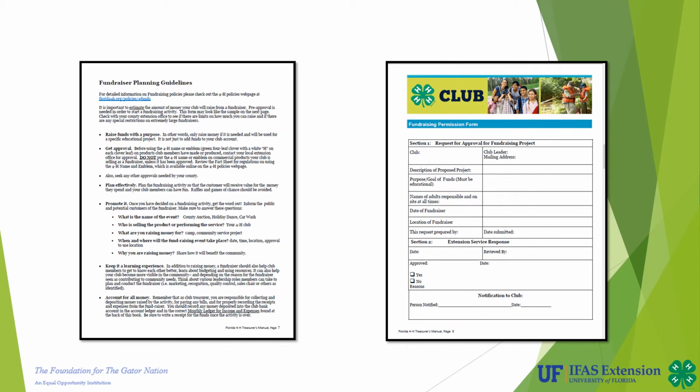Pages 7 and 8 of your manual cover fundraising. When fundraising, there are planning guidelines to follow. Some of these guidelines are raising funds with a purpose. Make sure that you know why you're raising these funds so that you can communicate that to others. There has to be a reason before you go out and fundraise. Make sure to get approval. This approval needs to be from your 4-H leader as well as the 4-H agent.